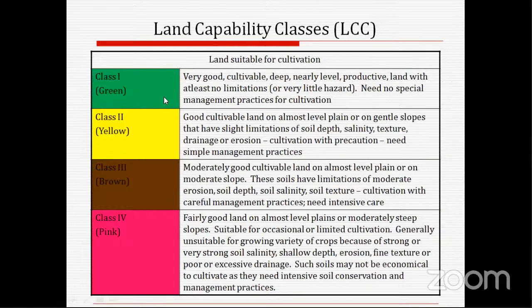Just remember the class colors mapping, because after drawing a map, whether a digital map or a handwritten map, they will give some coloring. So this color will give the special meaning for that map. Okay, students, this is regarding land suitability for cultivation.